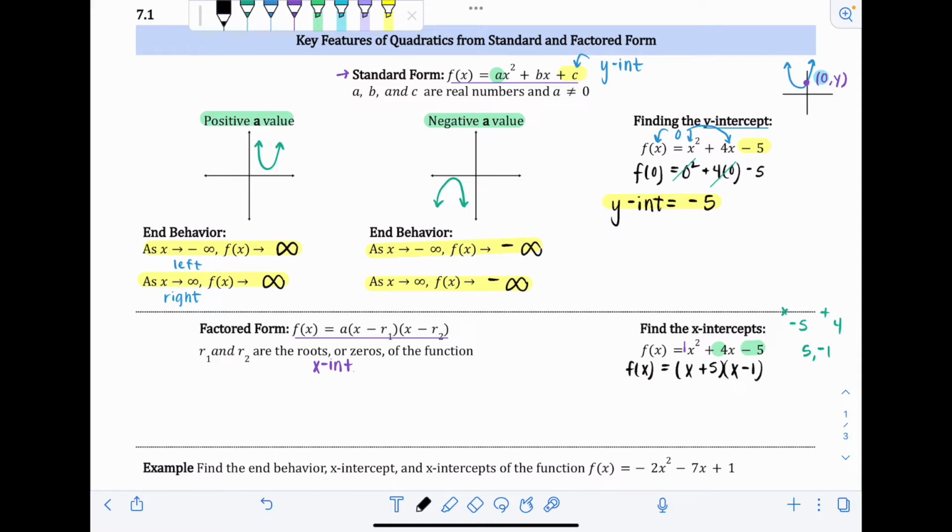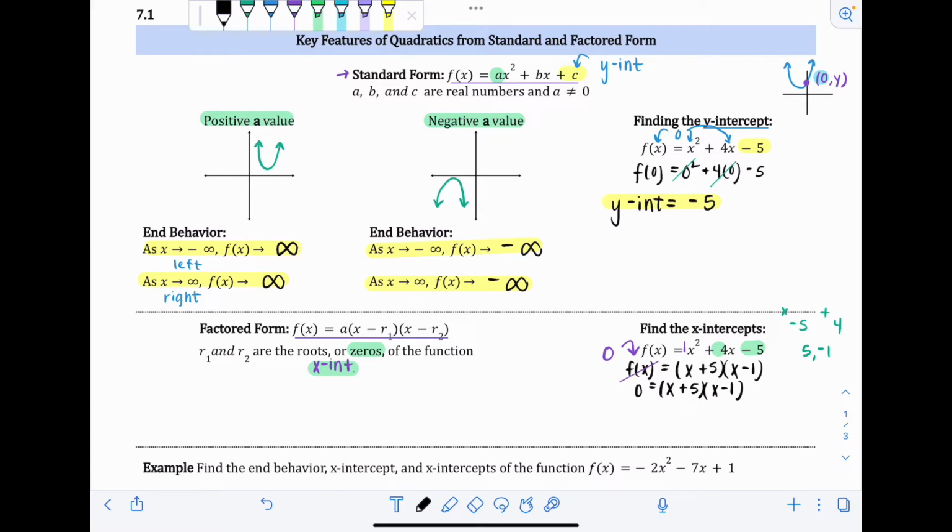And then to find the x-intercepts, so another word for x-intercepts is zeros. And we've talked about finding the zeros of the function before. That means that we take 0 and we replace the entire f of x with it. It's what x value is going to make the function equal 0. So we have to replace f of x with 0. So it'd be 0 equals x plus 5 times x minus 1. And then from there, it's in factored form already.